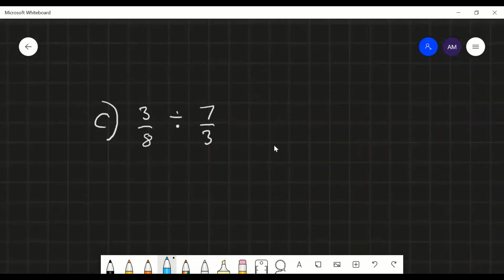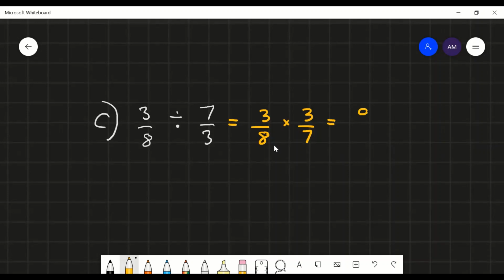3 over 8 divided by 7 over 3. Same idea. 3 over 8 times, flip the second fraction, 3 over 7, and multiply. So 3 times 3 is 9. 8 times 7 is 56. Can this be reduced? Well, not quite. If we had 54 instead of 56, then both numbers could be divided by 9, but that's not the case here. So this is our final answer in its most reduced form.